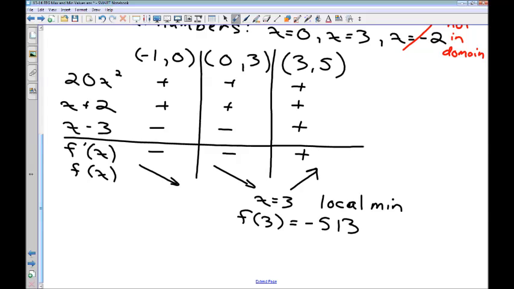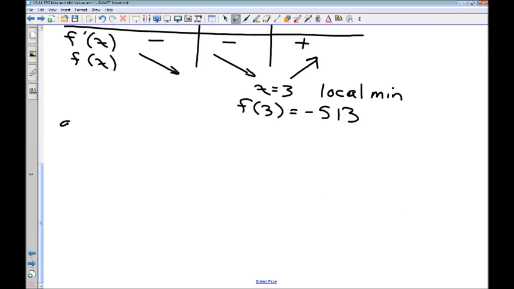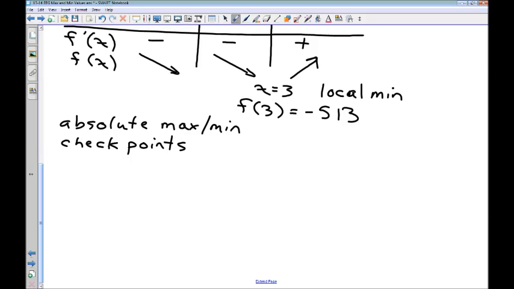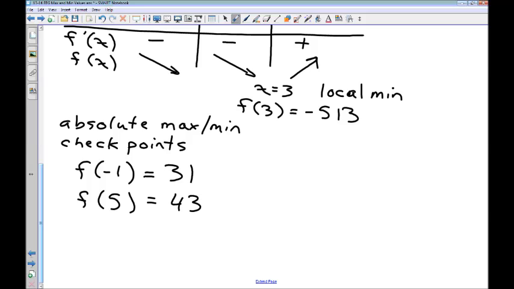If we want to find our absolute maximum or minimum, we need to check our endpoints as well. Because those absolute max and min can occur either at the critical numbers or at the endpoints. So we want to find f at -1 and f at 5. Punching this into our calculator tells us that f at -1 is 31, f at 5 is 4,375.